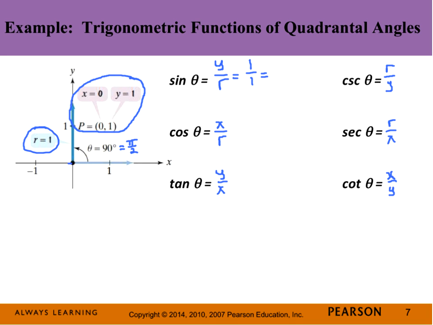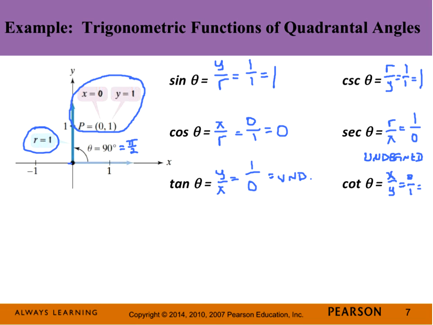Okay, so y over r is 1 over 1, which is 1. X over r is 0 over 1, which is 0. Y over x is 1 over 0, which is undefined. R over y is 1 over 1, which is 1. R over x is 1 over 0, which is undefined. And x over y is 0 over 1, which is 0.